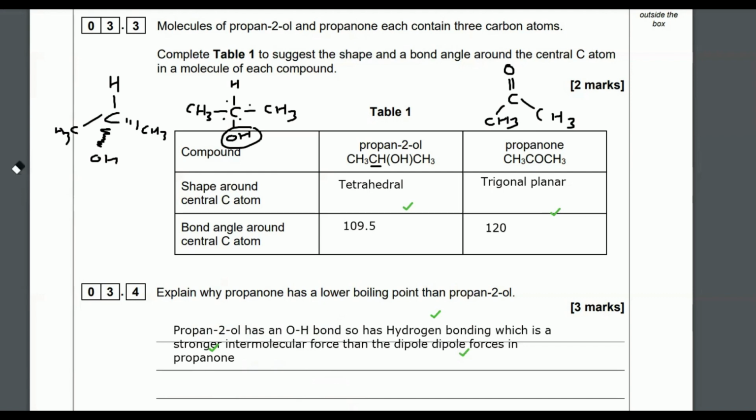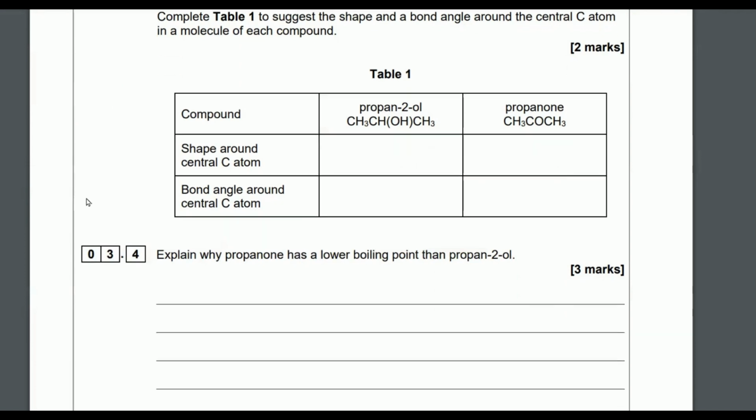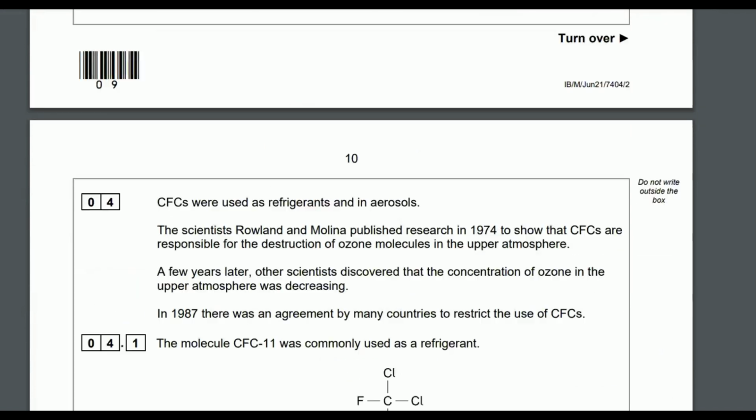So your 3 marks really are here for spotting that propan-2-ol has hydrogen bonding, then stating that hydrogen bonding is stronger than the intermolecular force in propanone, and the intermolecular force in propanone is dipole-dipole. So you get 1 for identifying the intermolecular force in each, so hydrogen bonding and van der Waals or dipole-dipole, and then saying that the hydrogen bonding is stronger.